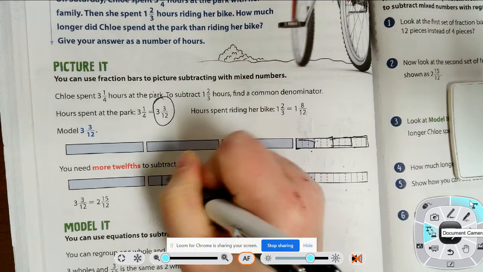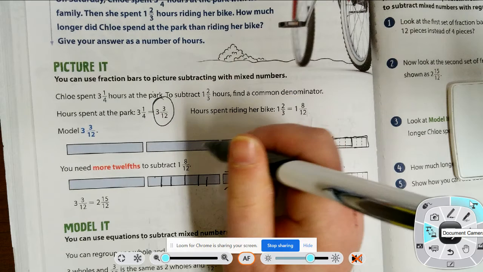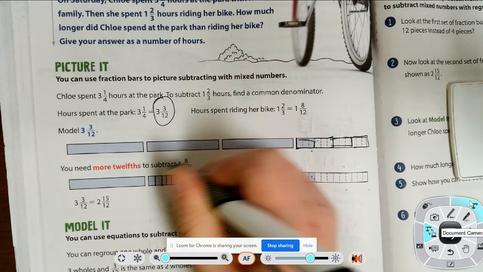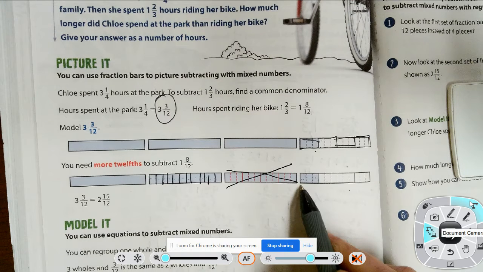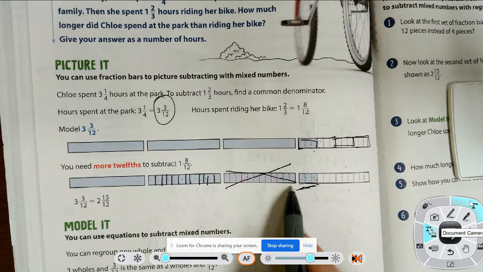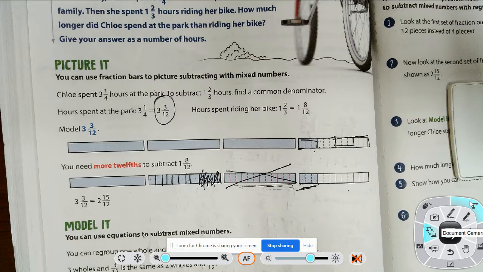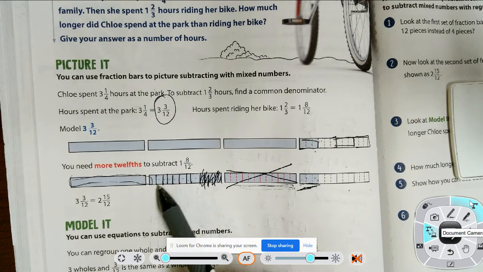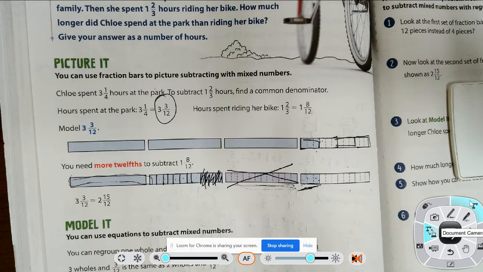1, 2, 3, 4, 5, 6, 7. 1, 2, 3, 4, 5, 6, 7, 8, 9, 10, 11, 12. So I've got 3 12ths over here. I've got 1 whole here. I need 4 more 12ths. So 1, 2, 3, 4. All right, and then my answer I get is 1 and 1, 2, 3, 4, 5, 6, 7, 8 12ths. Fun. Tricky.